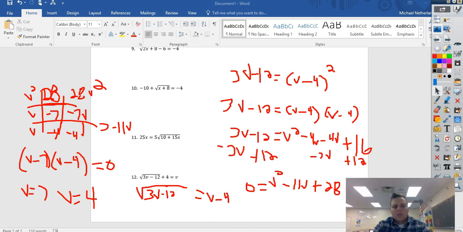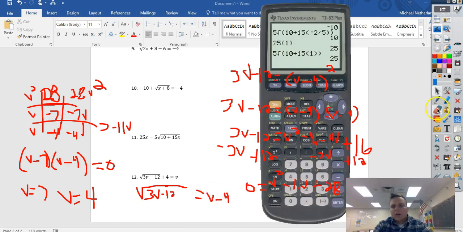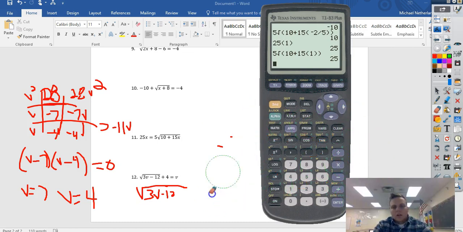Alright, so let's plug in a 7. Hopefully I already wrote everything over here down. Let me erase it so I can see my calculator. Okay, so square root of 3 times 7 minus 12 plus 4. If this works, it should equal v. What did I plug in for v? 7. So I press enter, and I get 7, which is what I want.